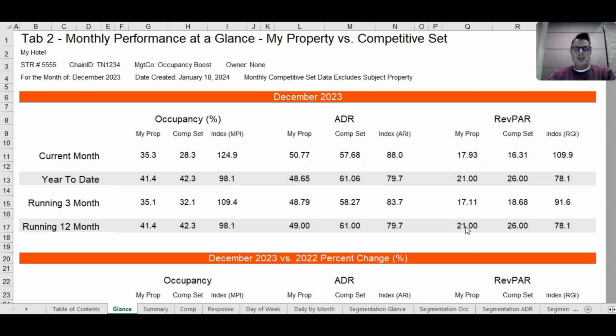And backtracking into the STR report and figuring out on a daily or a monthly basis or even a yearly basis how far you're down will open up your eyes to how to make that money up.